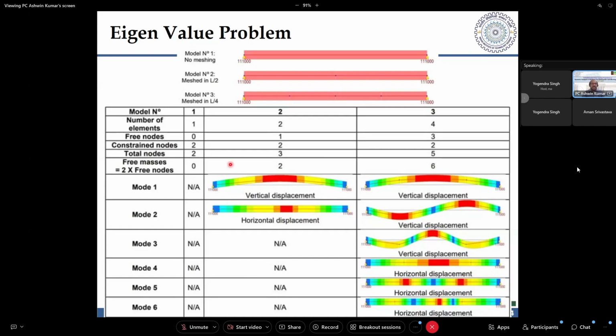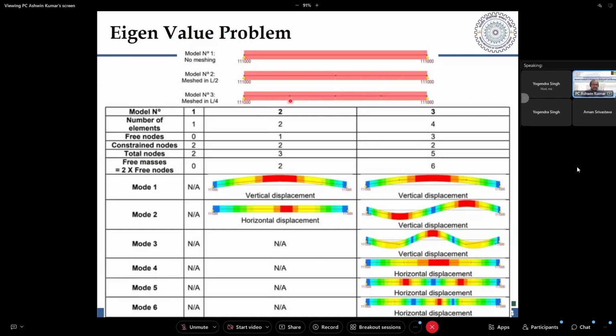So there are three ways in which the deck, for example the deck of a bridge, is modeled here. You have two nodes here, but there is no internal node; the number of elements is one in case number one. Free nodes are zero, so there is no node where the mass can be lumped, right? Constrained nodes are two. There are pin supports given here, and the total number of nodes is also two. Whereas in the second model, you have two restrained nodes and a free node at the middle of the span. Whereas in the third case, you have two restrained nodes and three free nodes available, right? It is dividing.